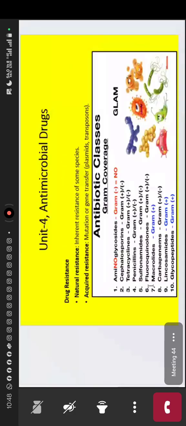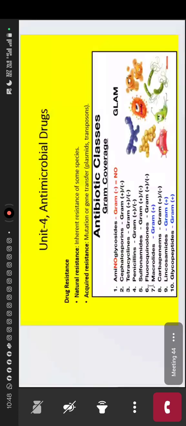Other is drug resistance. Drug resistance is defined as the resistance which develops from the drugs, right? If you are taking a particular antibiotic for a particular infection and you stop the course of the antibiotic, then after stopping it, the bacteria acquires mutations and develops resistance to that particular drug. This is known as drug resistance.